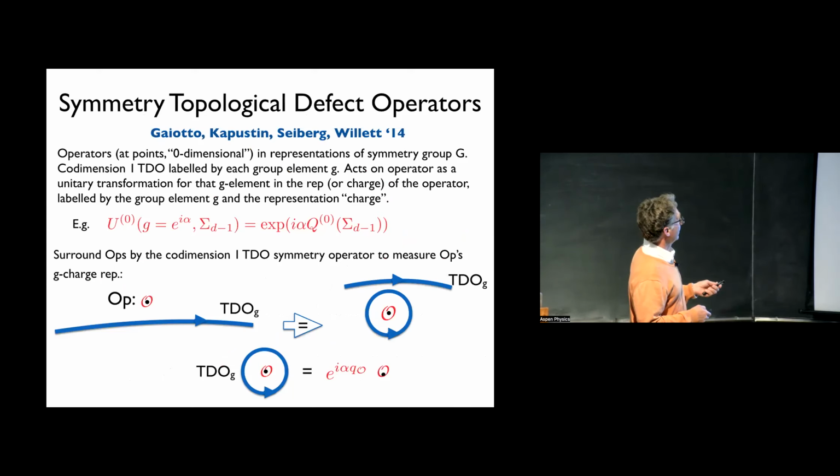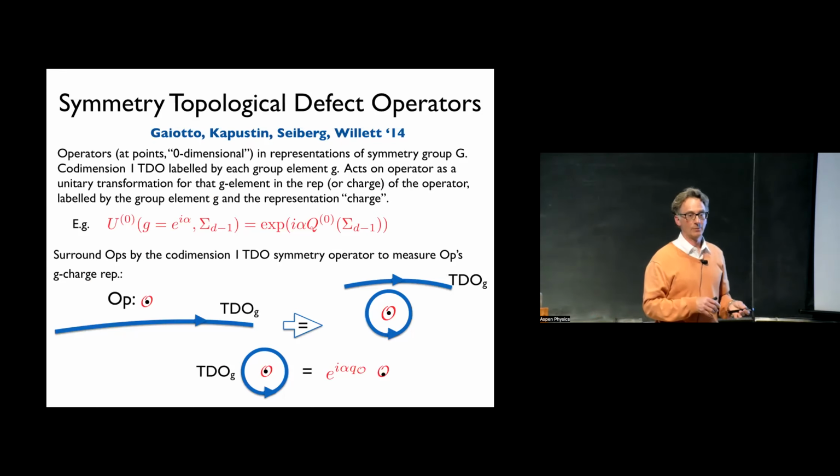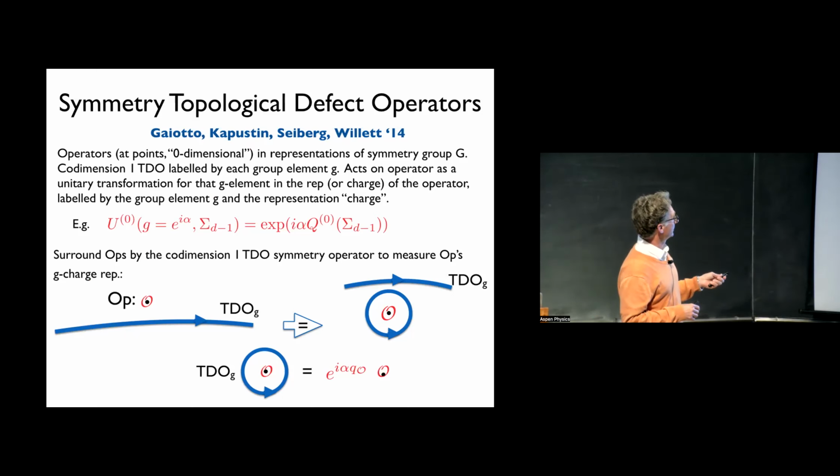This was emphasized in this paper by Kapustin, Seiberg, and Willett from some years ago, where we could think about symmetries in terms of topological defect operators. What I wrote on the last slide was an example of a topological defect operator. The basic things that we traditionally think of in quantum field theory are operators at points, like the ones we can make from our basic fields. Those are operators at points in spacetime, and the point is zero-dimensional, so these are zero-dimensional operators.